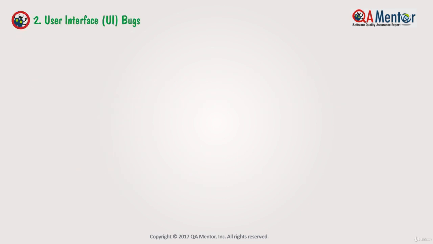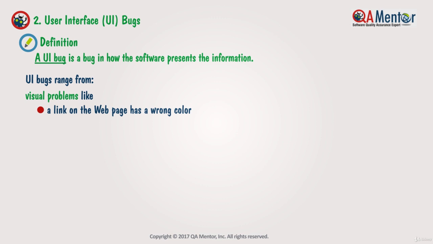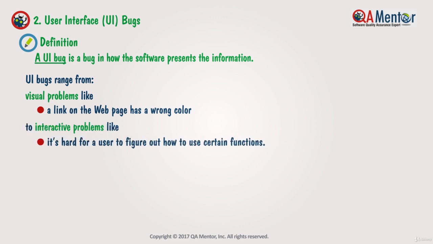Number 2. User interface or UI bugs. A UI bug is a bug in how the software presents the information. UI bugs range from visual problems, like a link on the web page has a wrong color, to interactive problems, like it's hard for a user to figure out how to use certain functions. So remember that UI bugs cause presentation problems.